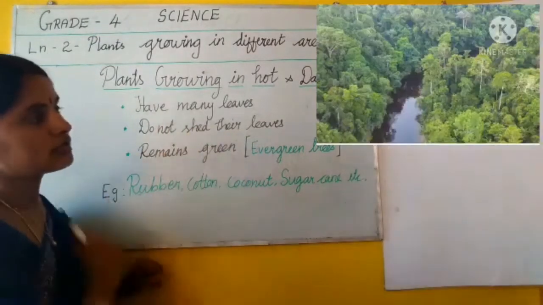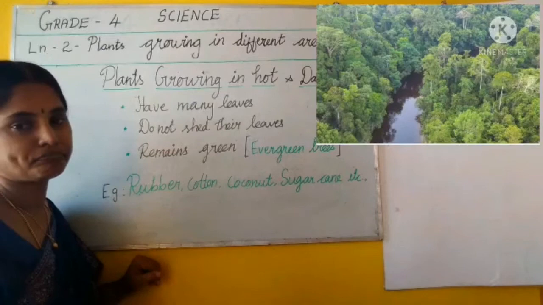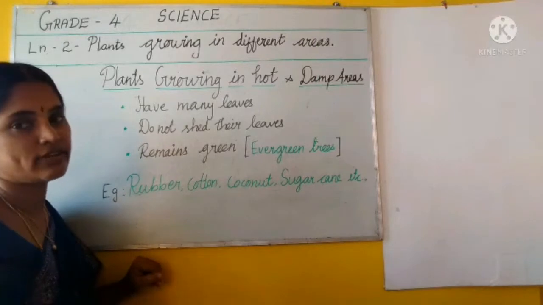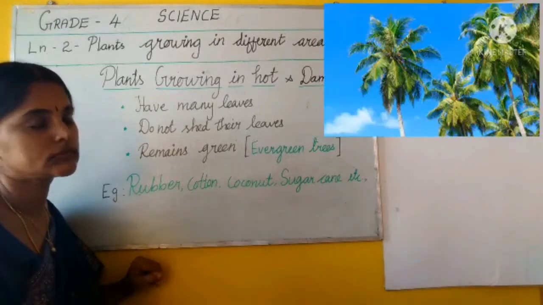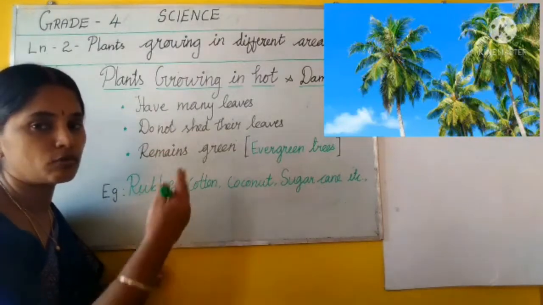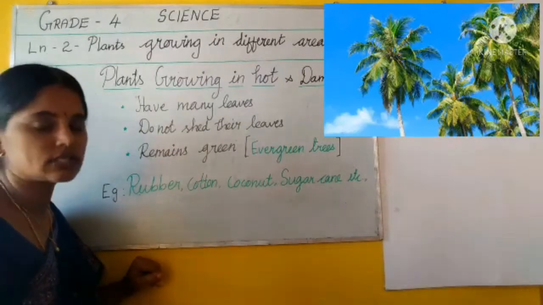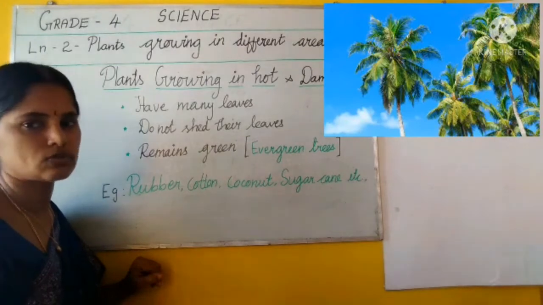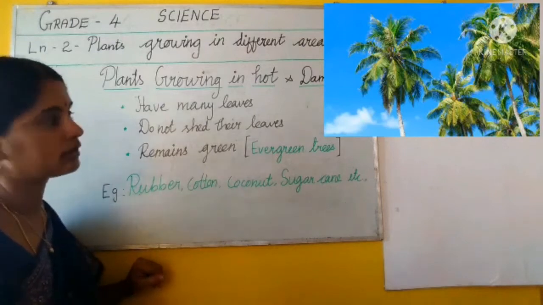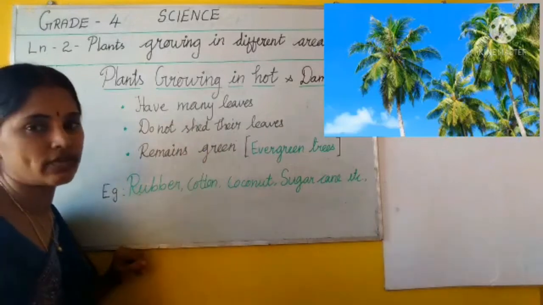Clear, children? Look at that region, hot and damp region. See here, this plant, coconut, is growing well there. In Kerala and all we can see many coconut trees, no? Why in Kerala can we see many coconut trees? Because Kerala receives more rainfall and it is hot also, somewhat moderate climate. So in the hot and damp areas, rubber, cotton, coconut and sugar cane can grow well.